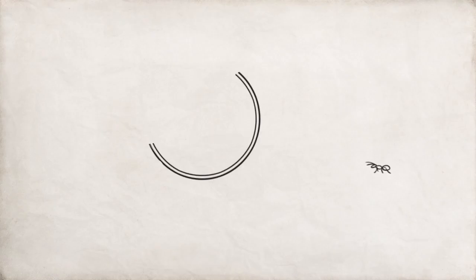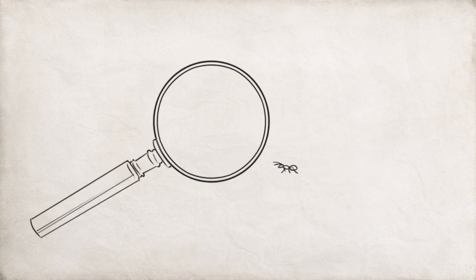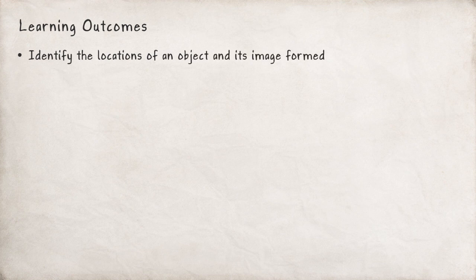Have you ever looked at something really small through a magnifying glass? When you bring the magnifying glass near the object you're looking at, it appears much, much larger. This video explores simple lenses and how they create images, such as the one you see when you look through a magnifying glass.